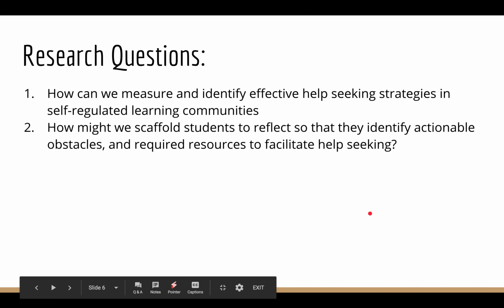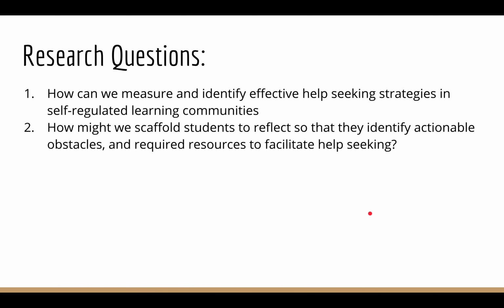Over the quarter, I worked on formulating my research questions and what I want to study, and I formulated these two questions. The first: how can we measure and identify effective help-seeking strategies in a self-regulated learning community? Self-regulated, self-directed, it's kind of the same thing. And the second: how might we scaffold students to reflect so that they are able to identify actionable obstacles and required resources to facilitate their help-seeking?